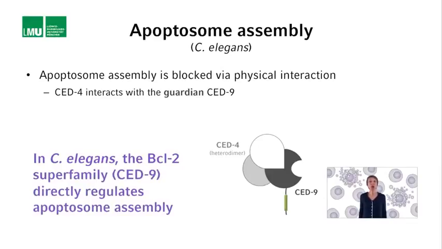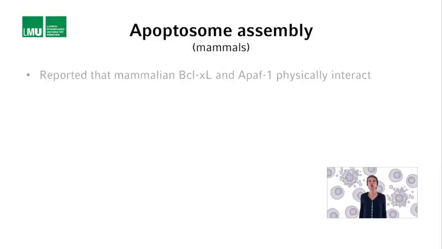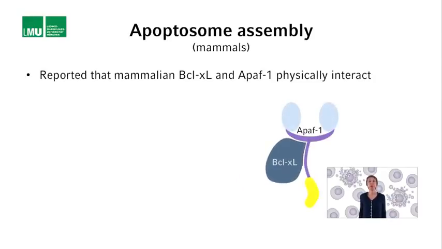Interestingly, a few months after these findings were published, it was reported in two independent publications that, similar to what had been observed in C. elegans, mammalian BCL-XL and APAF1 physically interacted. The authors' conclusions were mainly based on observations made with tissue culture cells that overexpressed both BCL-XL and APAF1.